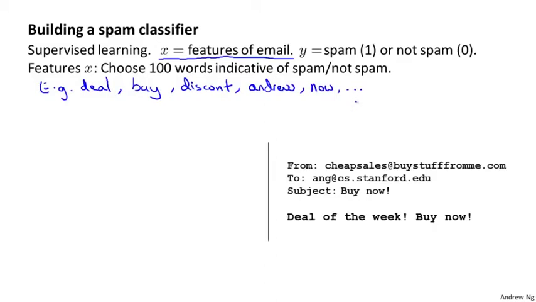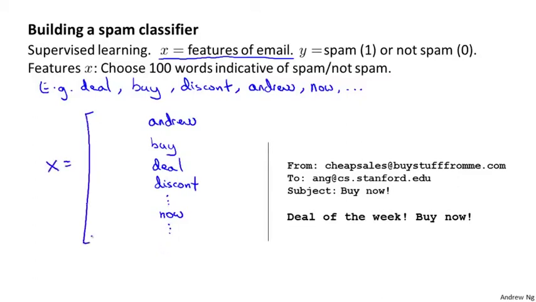Given a piece of email, we can then take this piece of email and encode it into a feature vector as follows. I'm going to take my list of 100 words and sort them in alphabetical order, say. Doesn't have to be sorted, but here's my list of words, and so on, and eventually I'll get down to now, and so on. And given a piece of email like that shown on the right, I'm going to check and see whether or not each of these words appears in the email, and then I'm going to define a feature vector X, where in this piece of email on the right, my name doesn't appear, so I'm going to put a 0 there.